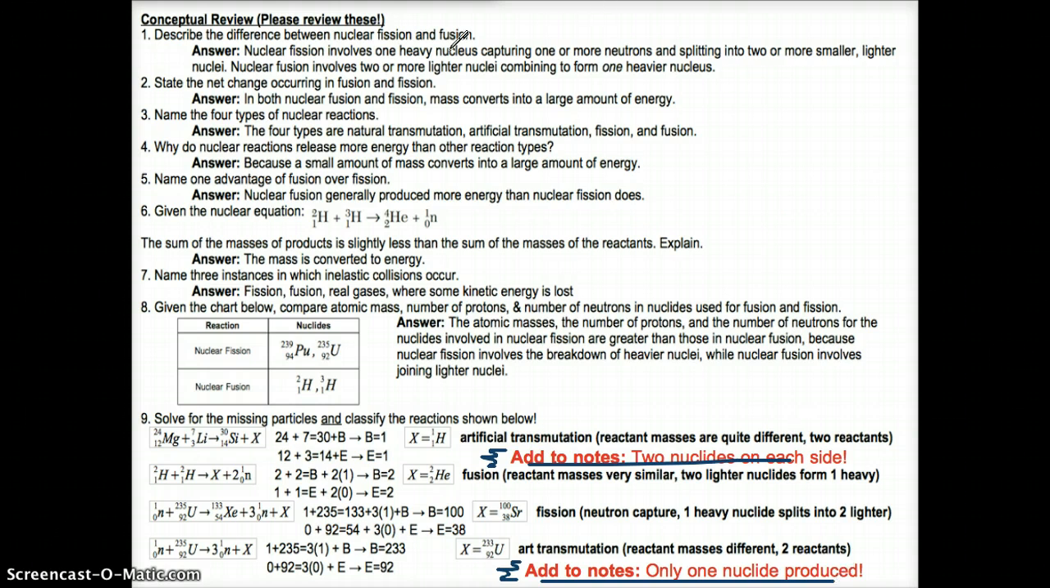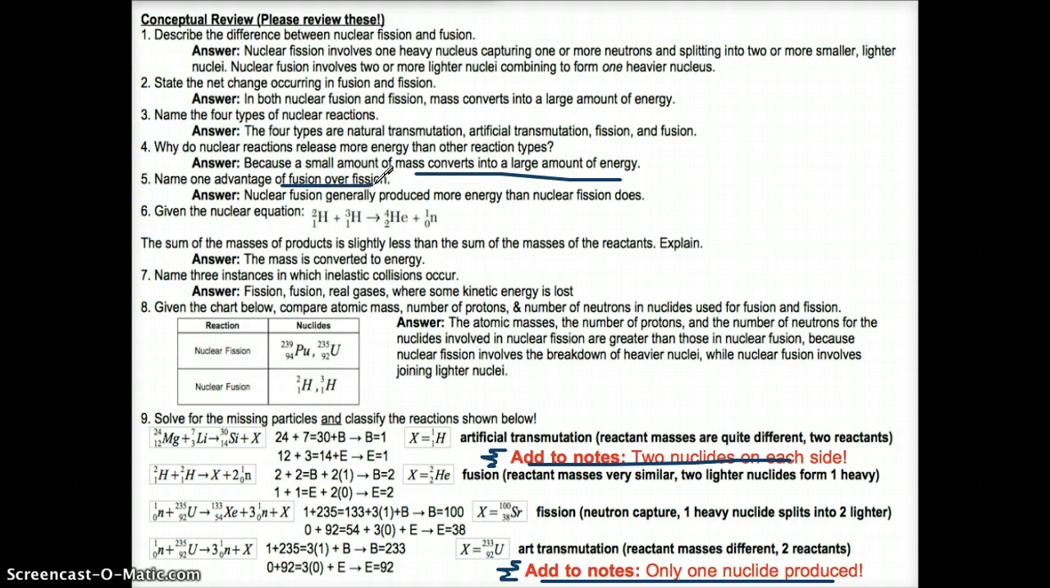Number one are terms you should know, so I'm not going to go over that. Number two, recall that in all nuclear reactions, a small amount of mass converts to a large amount of energy. Number three, the four nuclear reactions are natural transmutation, artificial transmutation, nuclear fission, and nuclear fusion. Sorry, my bad. Number four, nuclear reactions make more energy than others do because a small amount of mass changes into a large amount of energy. Remember, E is equal to mc squared.